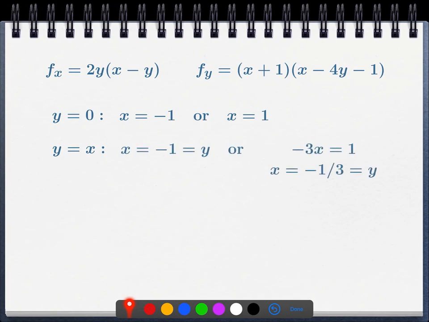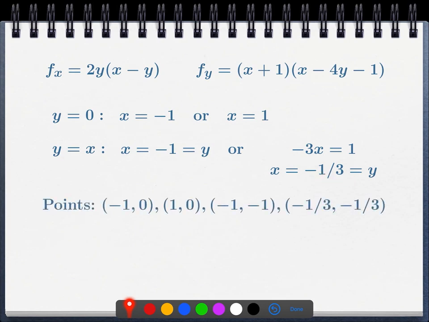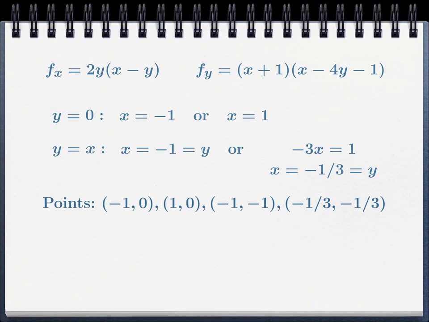So we have x is negative 1, and since y equals x, that'll also be the value of y there. Or we have minus 3x minus 1 equals 0 from here, which is minus 3x equals 1. And so dividing by minus 3, x is minus 1/3. But again, since y equals x, y will also be minus 1/3. So we have 4 points: (minus 1, 0), (1, 0), (minus 1, minus 1), and (minus 1/3, minus 1/3). Those are our 4 critical points.